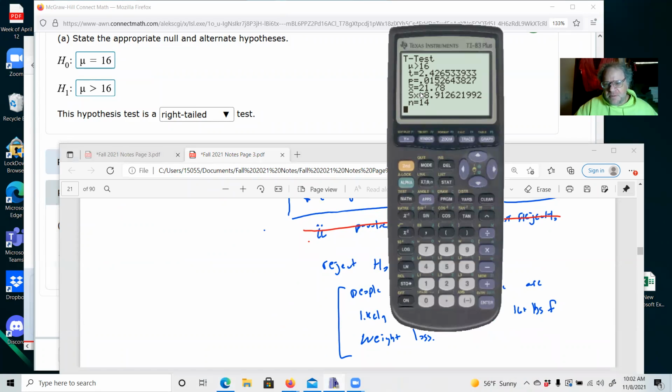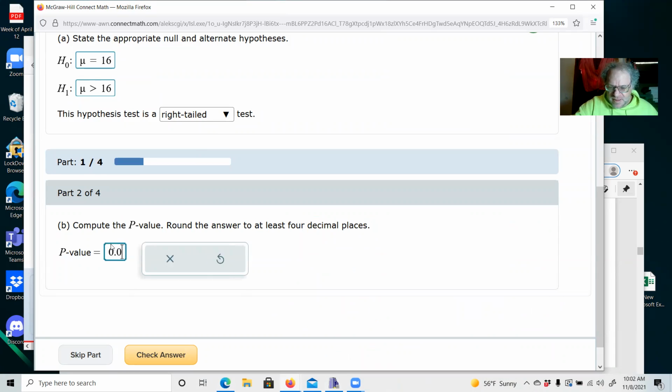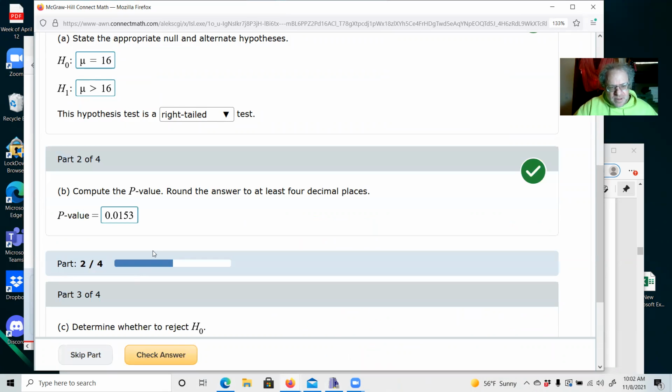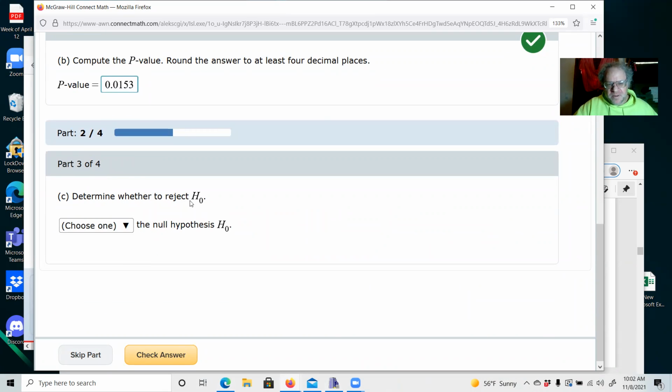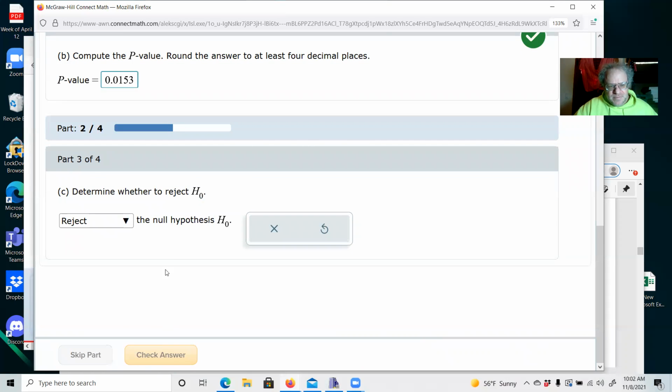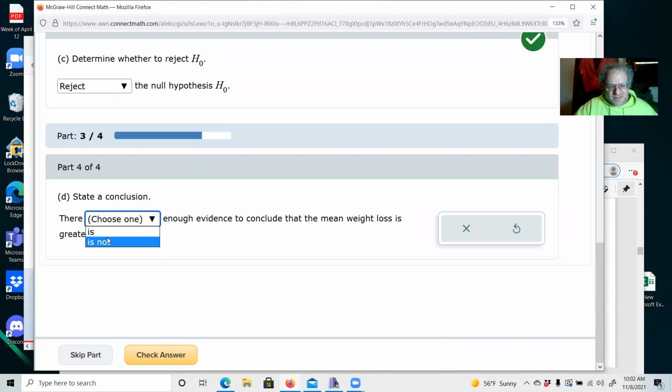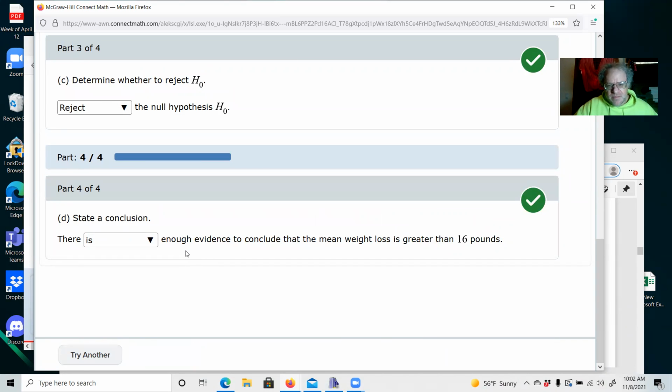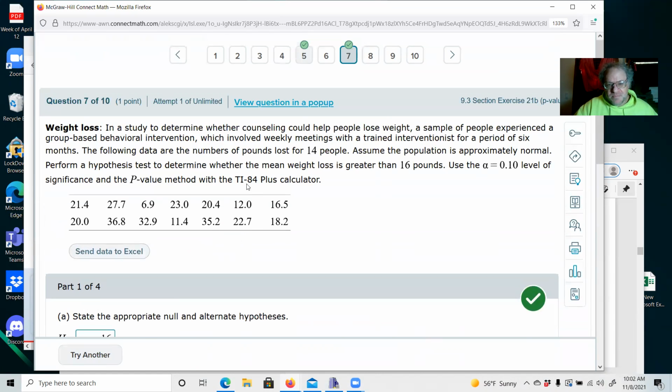Okay, let's see here. Our p-value is 0.0153. So you're going to want it to 4 decimal places. Very good. Okay. Determine whether or not to reject H0. We are rejecting the null hypothesis. And there is enough evidence to conclude that the mean weight loss is greater than 16 pounds. Okay. And that's all she wrote there.